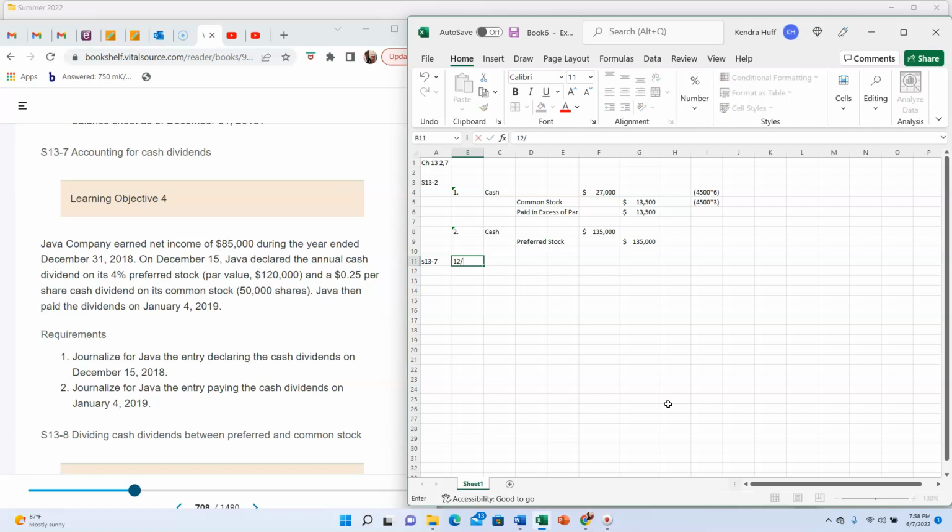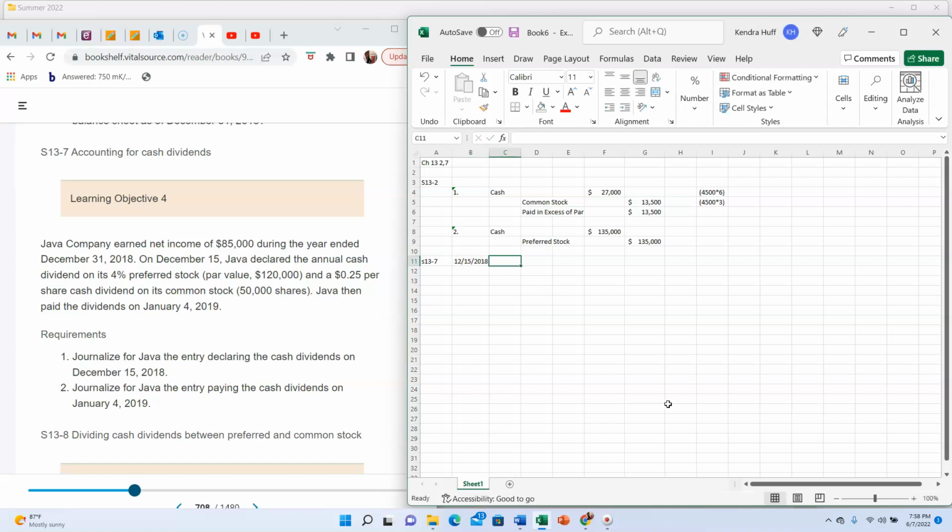All right, so the entry when they declared the dividend, I'm going to have a debit to cash dividends, and I'm going to do them for each one separately. Cash dividends preferred, cash dividends common, and the credit is to dividends payable. And I'm just going to do it to the one.